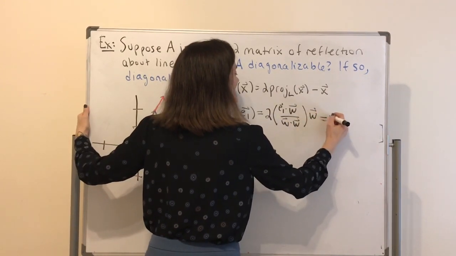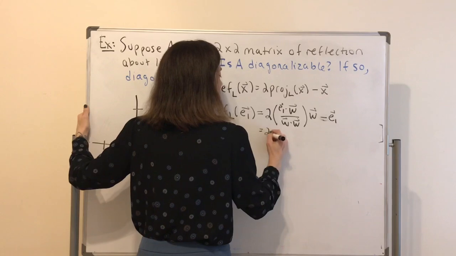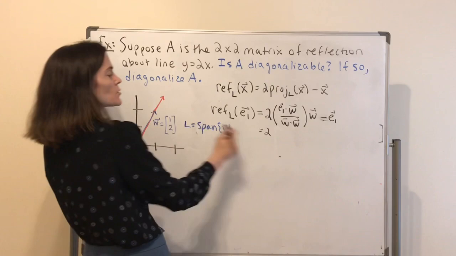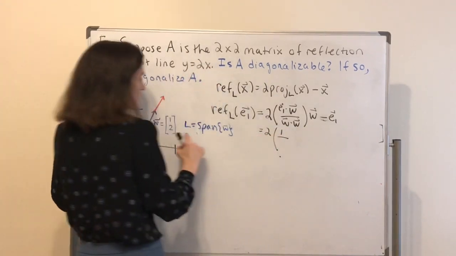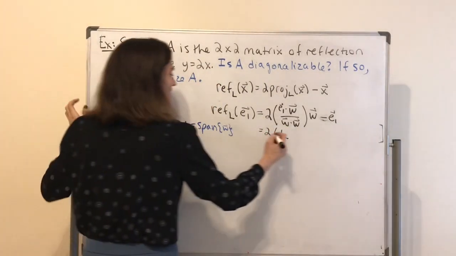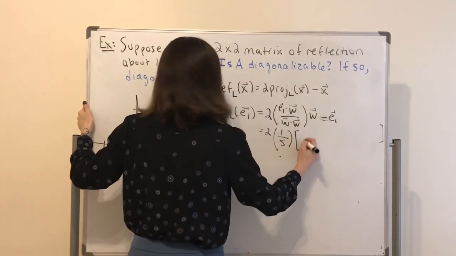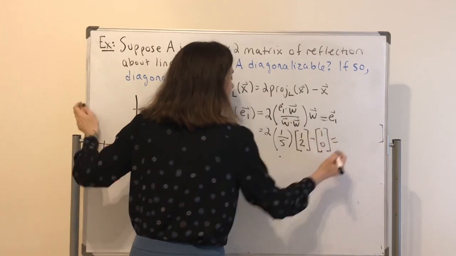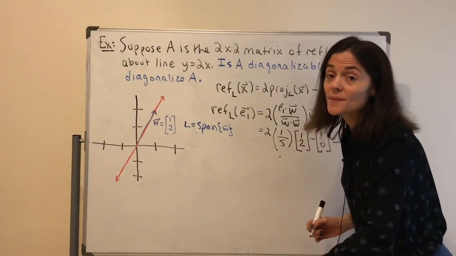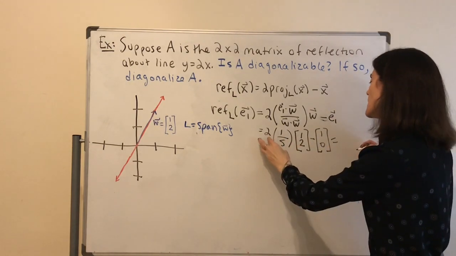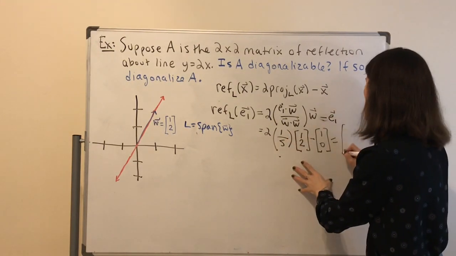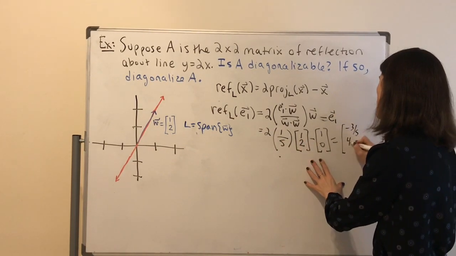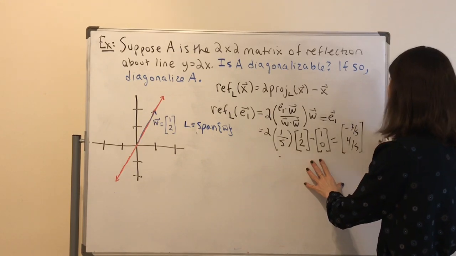W minus E1, which is 2 times, well, here, when you take E1 dot W, you get 1. W dot W would be 1 plus 4, 5, and then times this vector 1, 2, and then minus 1, 0. Now this will be the first column of my matrix, and this is, let's see, 2/5 minus 1, negative 3/5. We get 4/5 minus 0. Okay, and this is the (a, b).